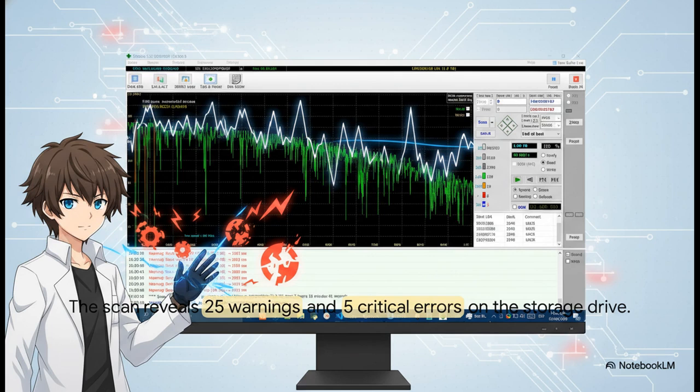Just look at the log down here, 25 warnings and 5 critical outright errors. And see that graph up top? That thing is supposed to be a nice, smooth line. Instead, it's all jagged and erratic. That's the visual of a drive struggling, really struggling to read data. This is undeniable proof of a huge problem.